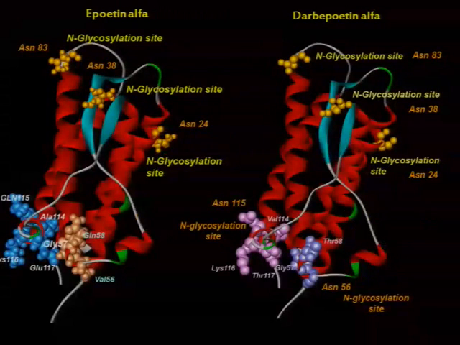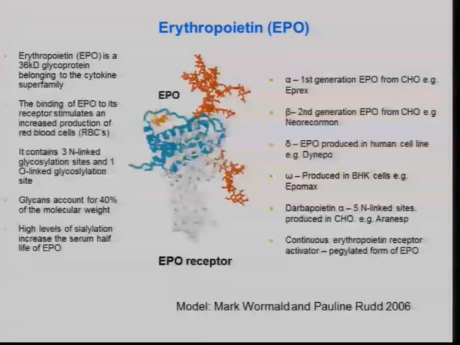So there are lots of different EPOs on the market. This is erythropoietin alpha. This is darbepoetin alpha, Aranesp. It has additional glycosylation sites. So they have like 3 glycosylation sites and then two additional sites which were engineered in to increase the half-life. Erythropoietin is a 36 kilodalton protein. It's a cytokine. It binds to its receptor. It stimulates an increased production of red blood cells. It has naturally three N-linked glycosylation sites, one O-linked, and 40% of its molecular weight is glycans, and high levels increase the half-life.